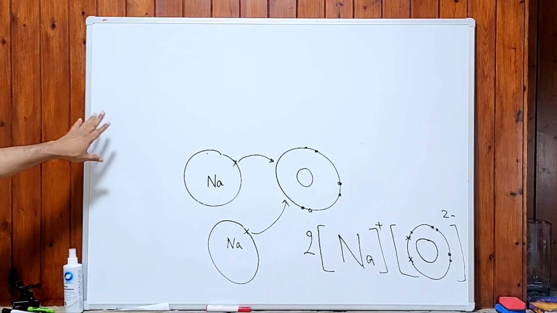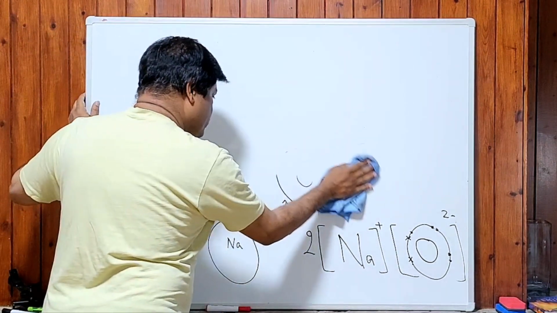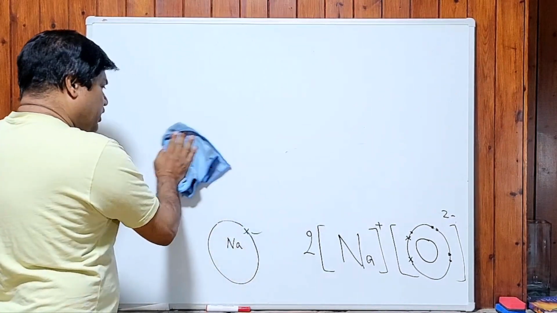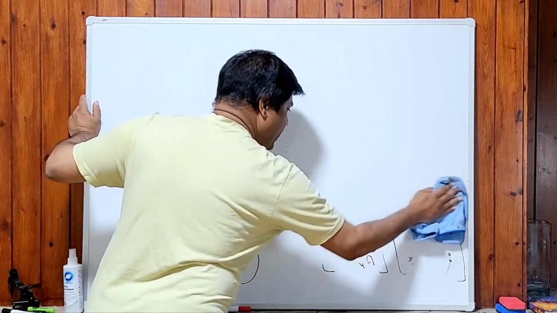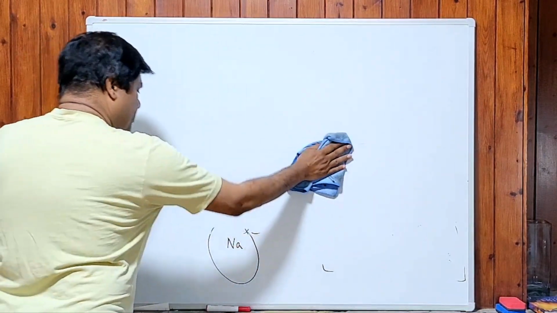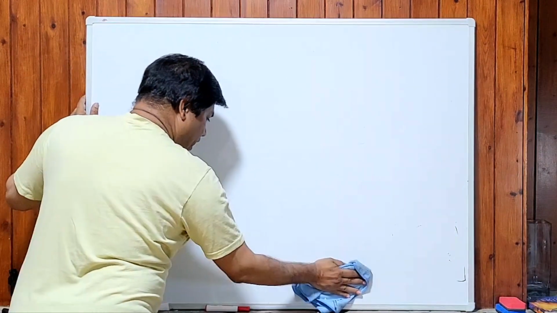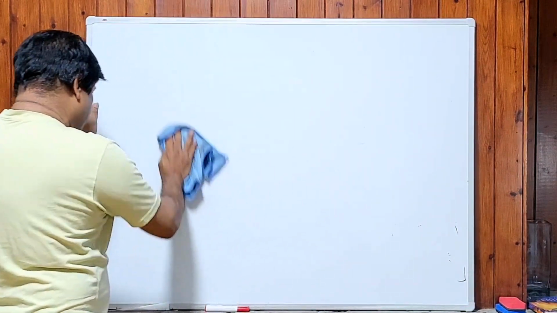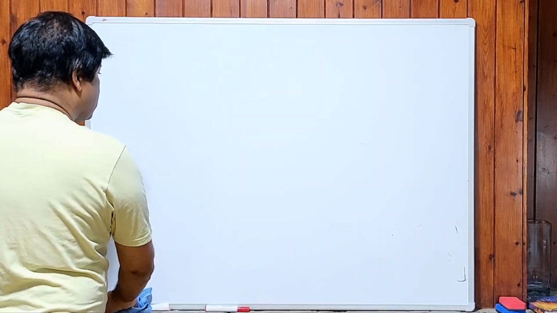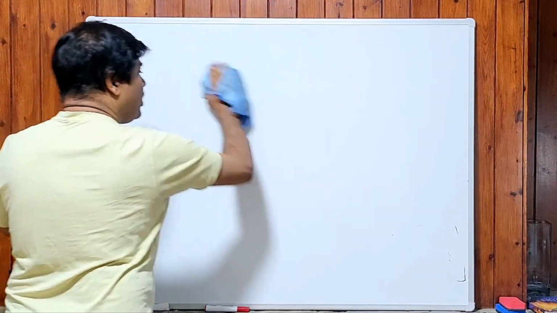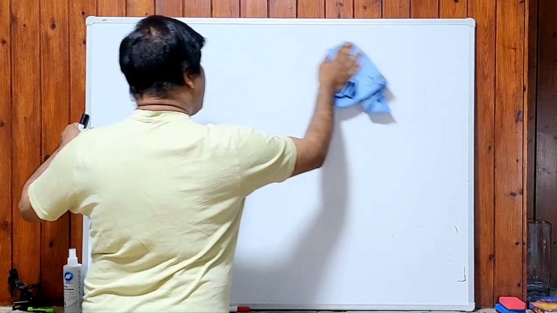Sodium is from group 1 and nitrogen is from group 5, as I showed you in my previous video. Na lost 1 electron, so it becomes Na+, and nitrogen gains 3 electrons, so it becomes N3-. First we will write down the formula of sodium nitride.